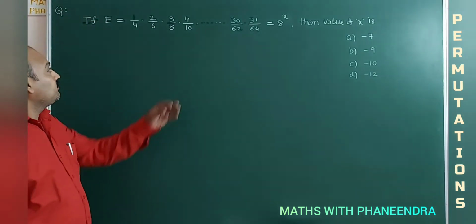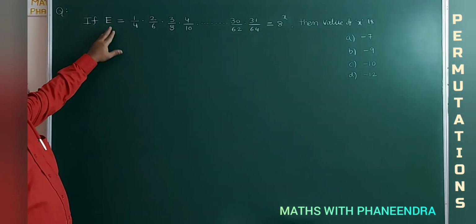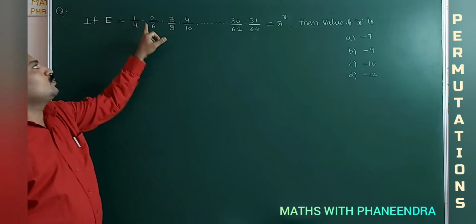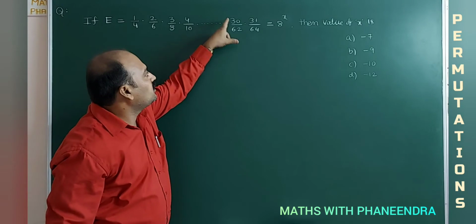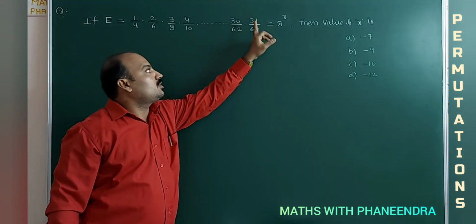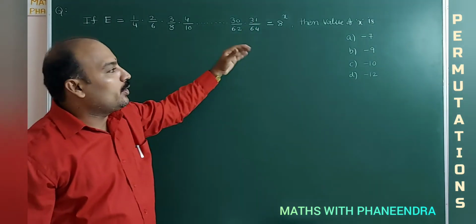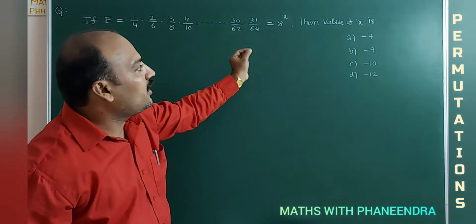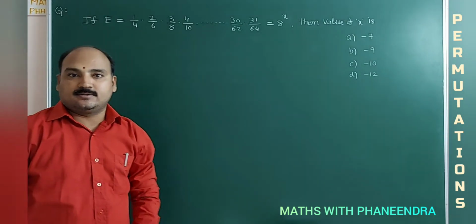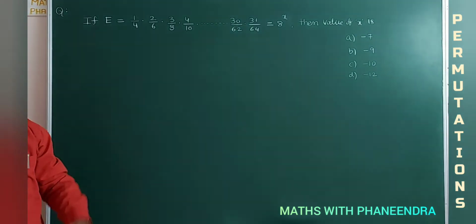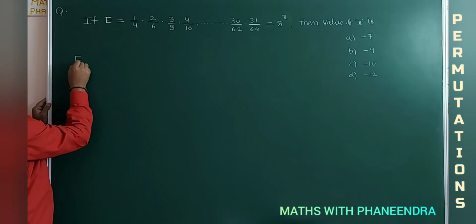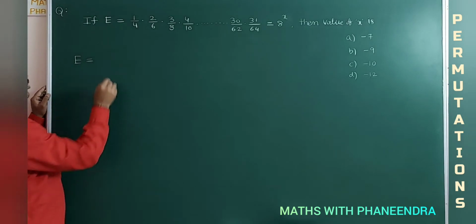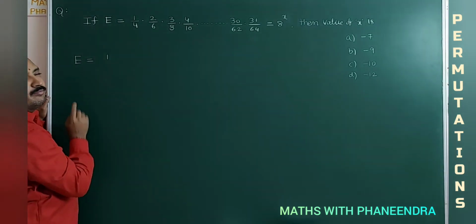The next question. If E equal to 1/4 × 2/6 × 3/8 × 4/10 × and so on, 30/62 × 31/64 equals 8 power x, then the value of x is? First, E equal to 1/4.